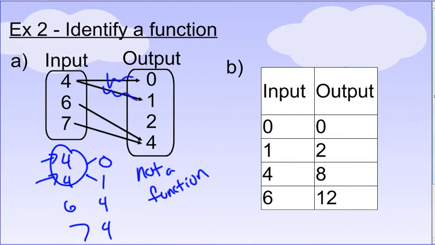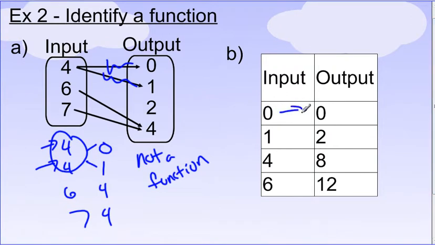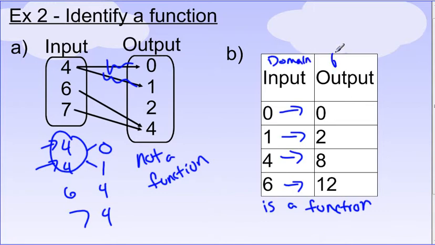All right, let's check out letter B. 0 is going to 0, 1 to 2, 4 to 8, 6 to 12. I don't see anything wrong there. Each input has one output. So this is a function. And don't forget, this is also domain and range.